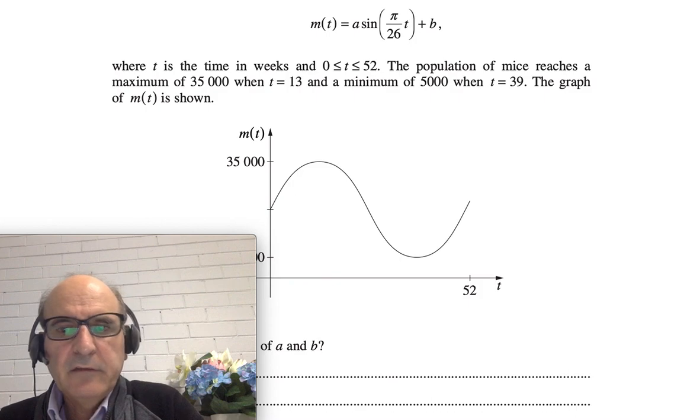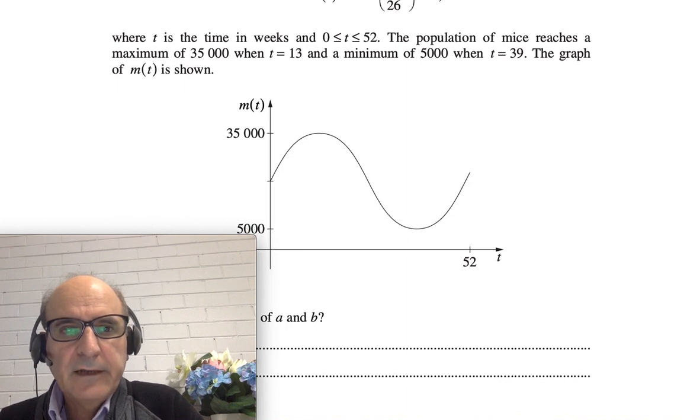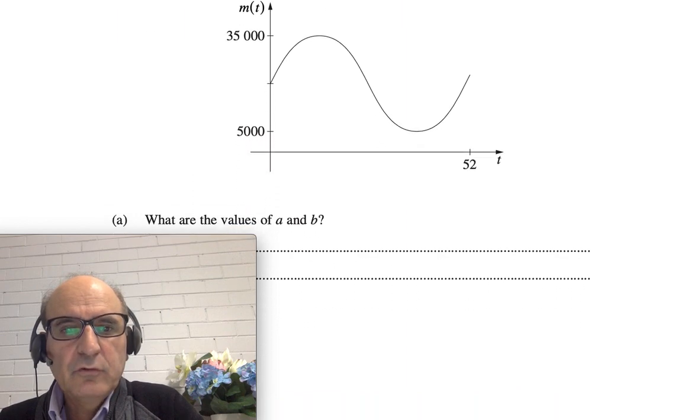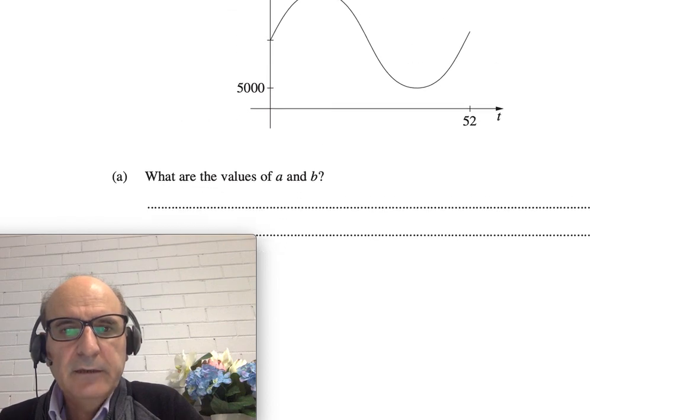The population of mice reaches a maximum of 35,000 when t is 13 and a minimum of 5,000 when t equals 39. The graph of m of t is shown. What are the values of A and B?